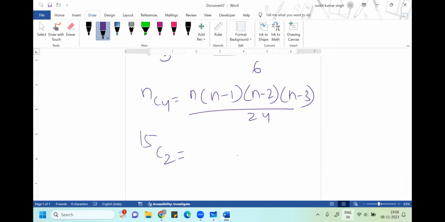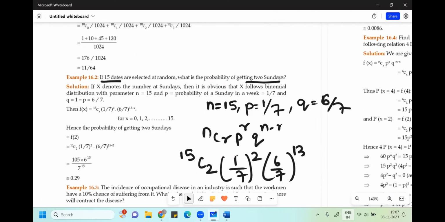So if you're asking me what is 15C2, that would be 105. How did I do it? 15C2 means 15 into 14 by 2, which means 15 sevens are 105. So this is 105. And then you can just do 1 to the power 2 is 1, 6 to the power 13 by 7 to the power 15. You can use a calculator if they give you one, well and good. Sorry, a normal calculator is anyway given to you. You can apply 6 to the power 13, 7 to the power 15, and do those calculations.